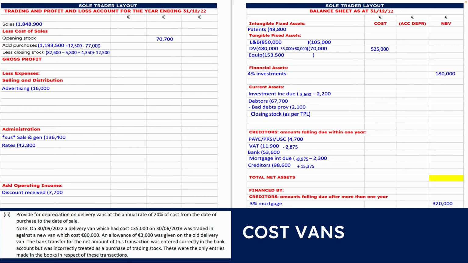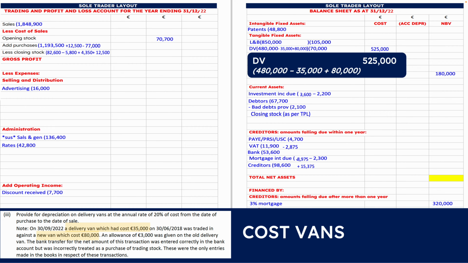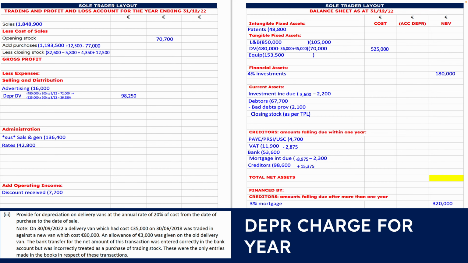Then we will find out what the cost of vans is at the end of the year. Okay, so we sold an old van, and we bought a new van. So the selling of the old van, right? The old van cost 35, the new van cost 80. So we're going to minus 35 and add 80, and we're going to have a cost of 525,000. So 480 minus 35 plus 80, 525,000, and that's the cost of the new van.